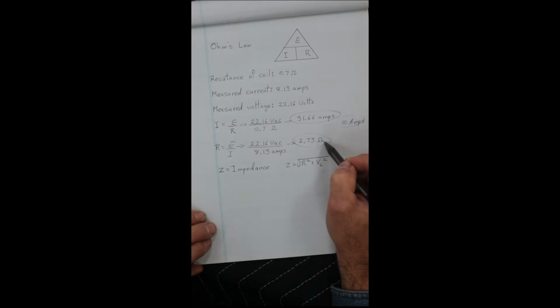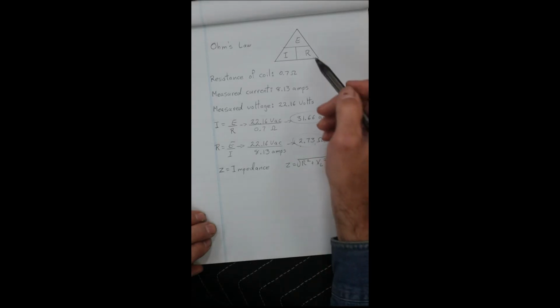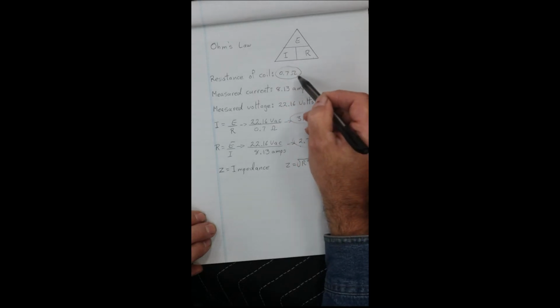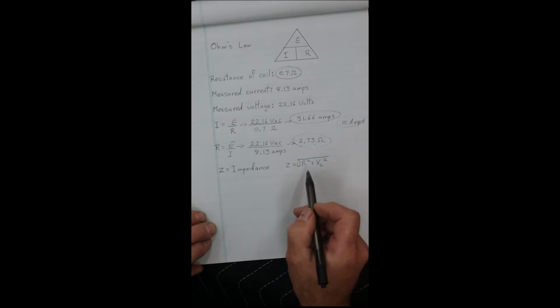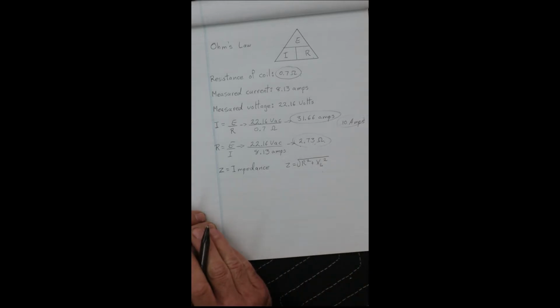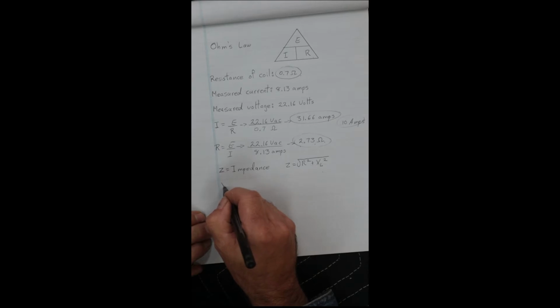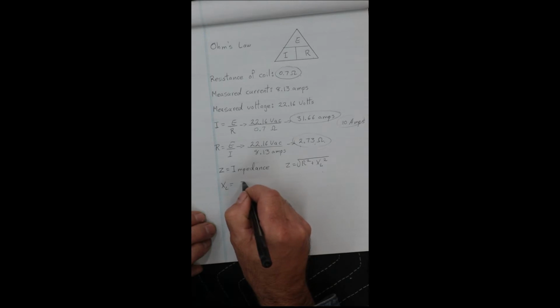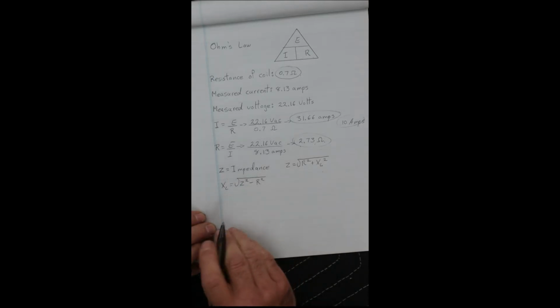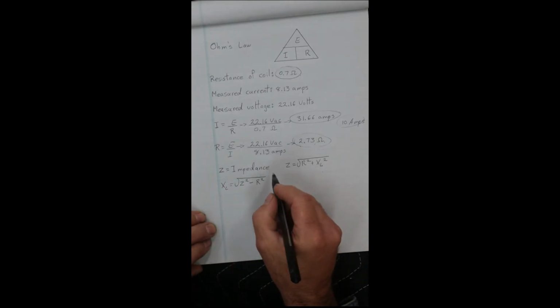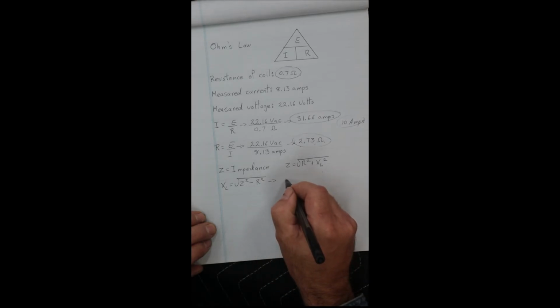We do have a value of impedance right here, 2.73 ohms, and I do have another value of the 0.7 ohms of resistance. It's just a matter of rearranging this formula to calculate the value of inductive reactance. And so that formula is going to look an awful lot like this. X sub L is equal to the square root of Z squared minus R squared. So now we're just going to put in the values we've calculated.